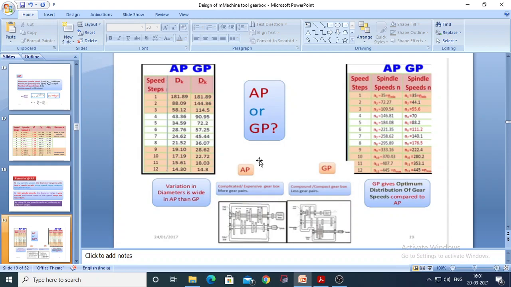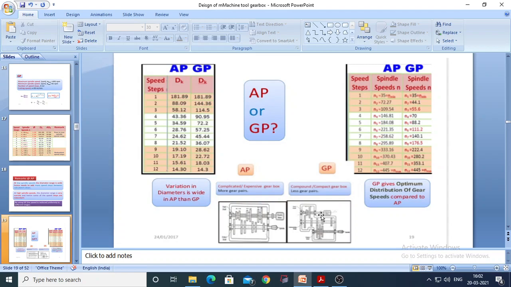Then again, see in the arithmetic progression, this is a complicated and also expensive gearbox because of more gear pairs on that two shafts. That's why this will be complicated and expensive. If you compare it to the GP, then here you will get the compound, or we can say the compact gearbox. This gearbox has fewer gear pairs because we are increasing the shafts.